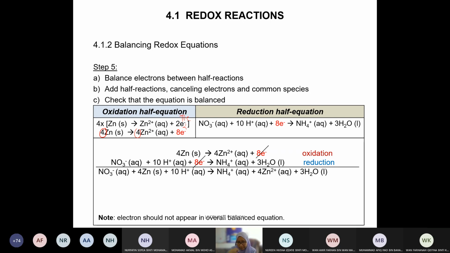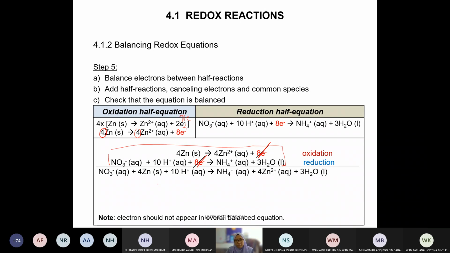Okay. Alright, so you multiply with a factor of 4. Okay, and then you got 8 electrons for the oxidation. So now they are ready to be combined. Okay, so electrons need to be cancelled out. And then, berhati-hati guys sebab nampak ada banyak sangat ni. Ada banyak benda yang you kena consider.